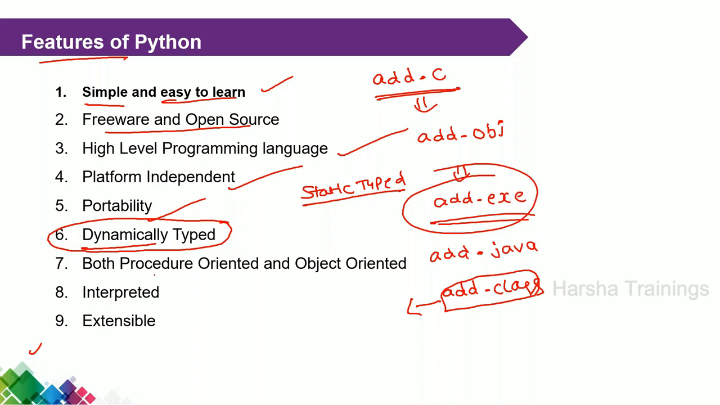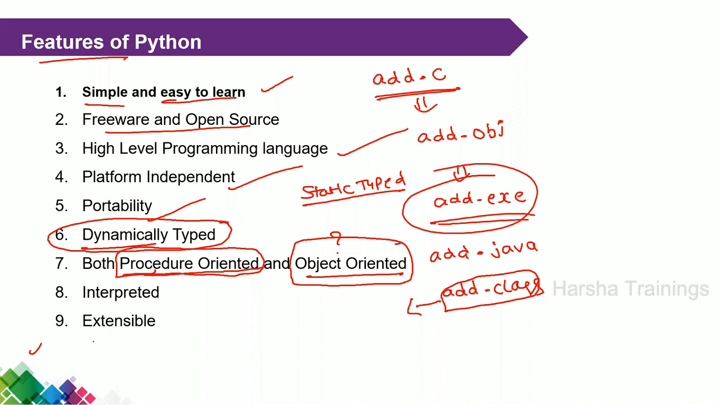Now, both procedure oriented and object oriented. How can you say that? In the previous slide, we discussed Python extracts features from the C language. C is procedure oriented, that means functional programming, and Python extracts features from C++ and Java, that is object oriented. We will discuss this in our syllabus. First we will move to all the Python programming related to procedure oriented, later we will move to object oriented. We will cover both the things.